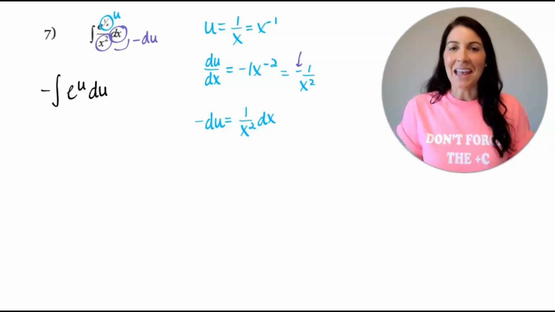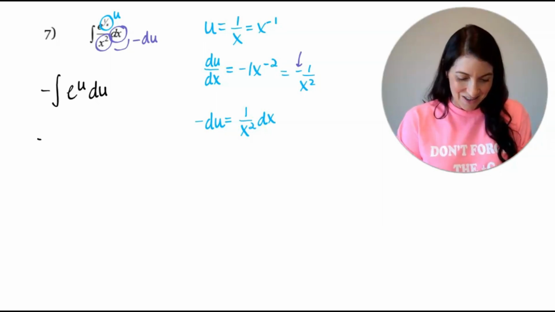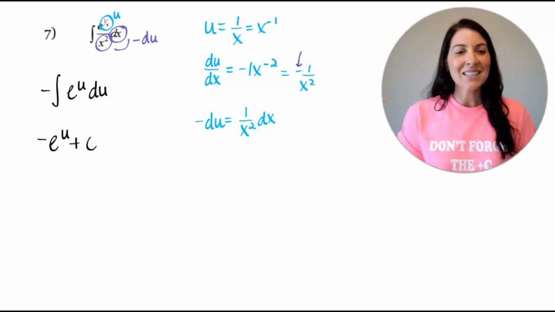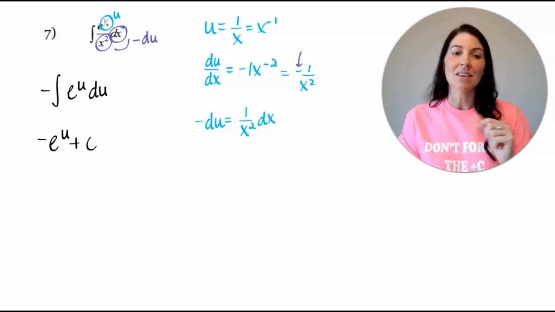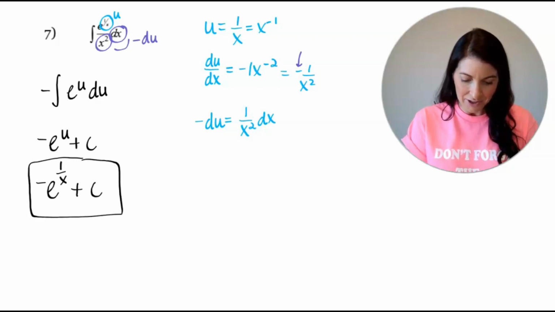All I have to do is take the antiderivative of e to the u. And that's my favorite one. It's e to the u. So the antiderivative would be negative e to the u. And of course, don't forget the plus c. And then the last step would be to just replace the u with our 1 over x. So negative e to the power of 1 over x plus c is my final answer.